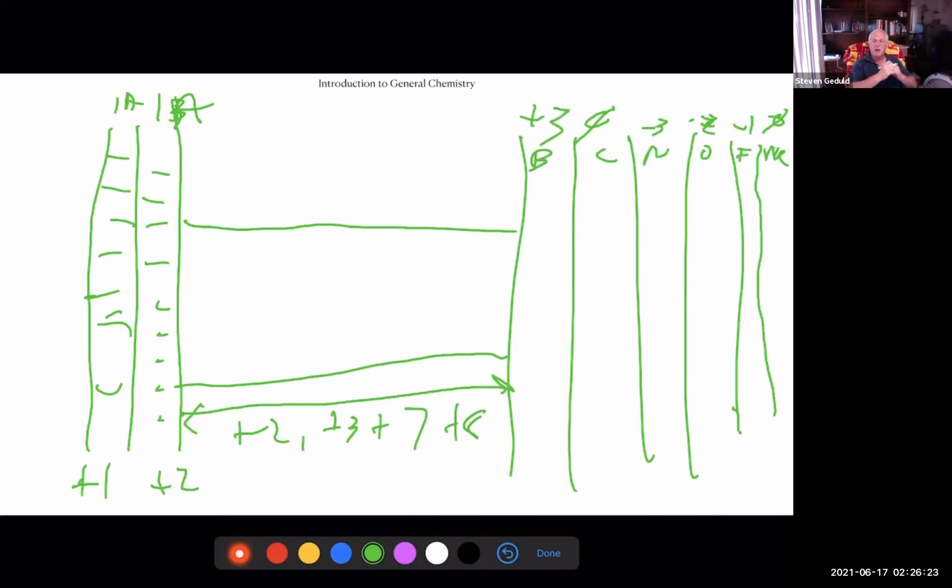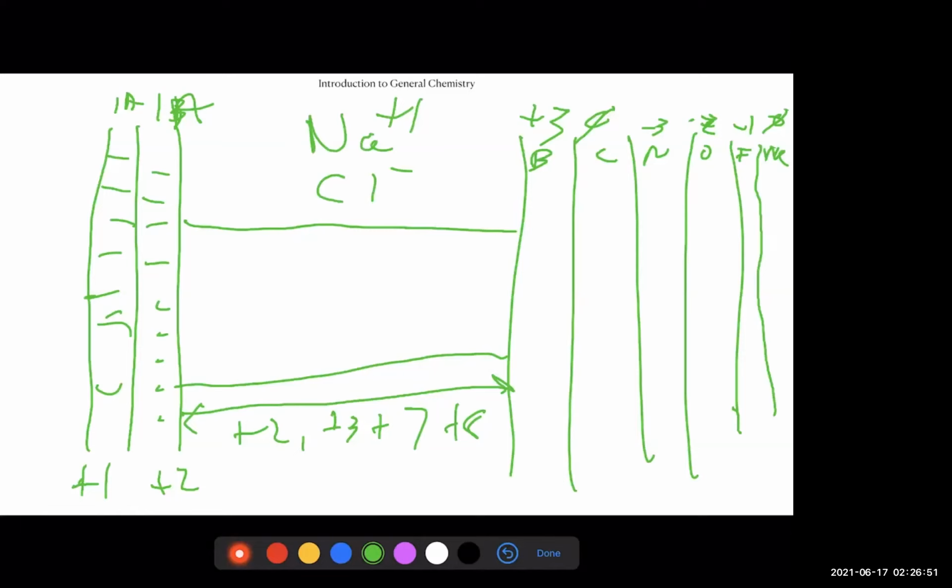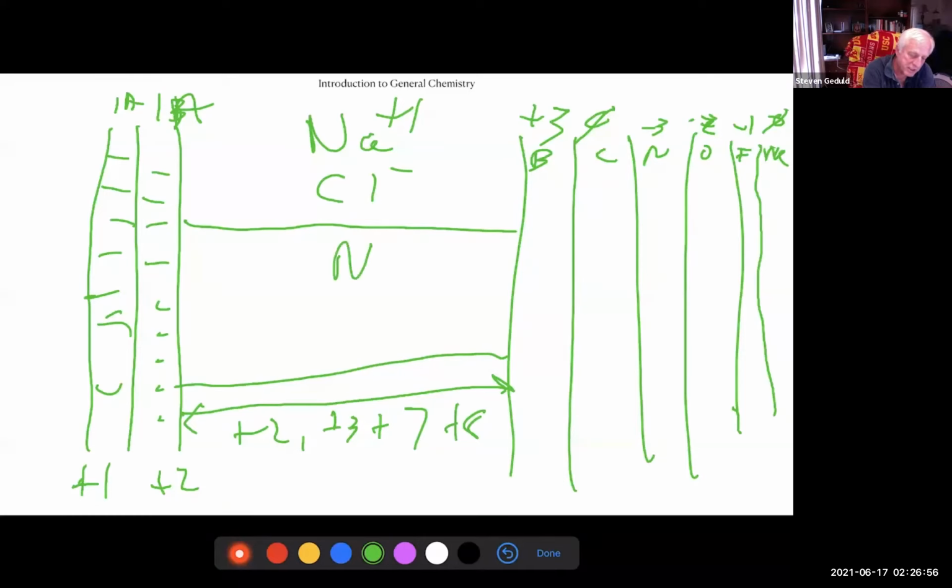So when we're dealing with ionic compounds, which will be later on, we're going to get our charges right from here. If you want table salt, that is sodium chloride. Sodium is in the first column, so it's going to be +1. Chlorine is in the 7th column, so it's going to be -1. It combines 1 to 1. So NaCl, that's table salt.